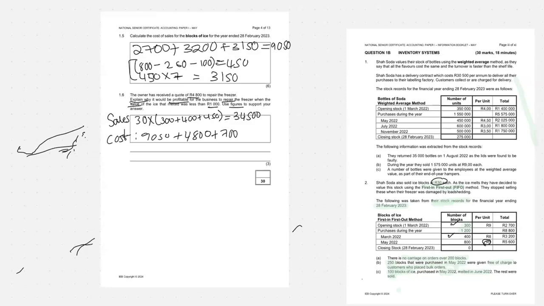9,050 plus 4,800 plus 700, which will give us 14,550. Okay, so now we just say 34,500 minus 14,550, which will give you a total amount of 19,950. So as you can see, we are in the positive. We are still making a profit.